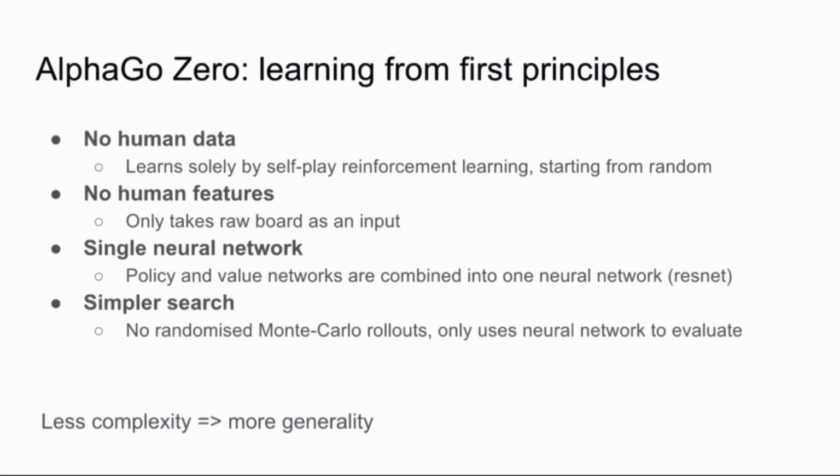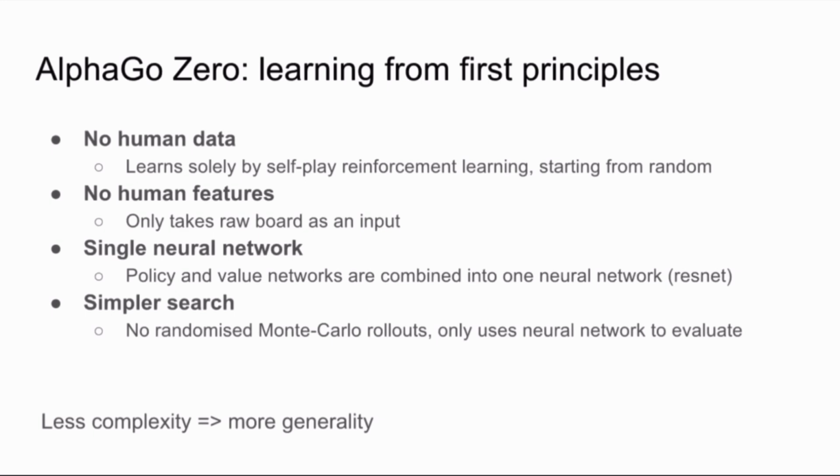The second difference is that AlphaGo Zero uses absolutely no handcrafted features. There's nothing in there beyond the raw board. The only thing that the neural network receives as an input is a representation of the raw board. It just has a plane saying whether there are black stones in this position, and a plane saying whether there are white stones in this position. And that's it. That's all it sees.